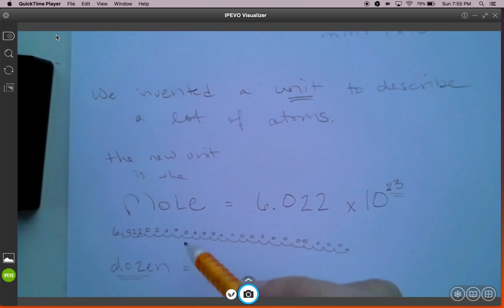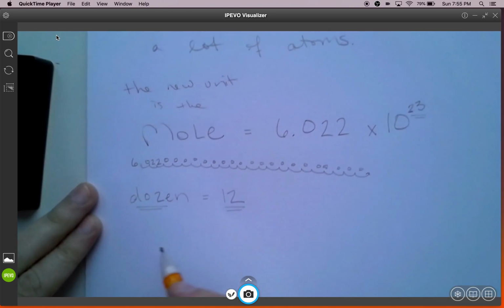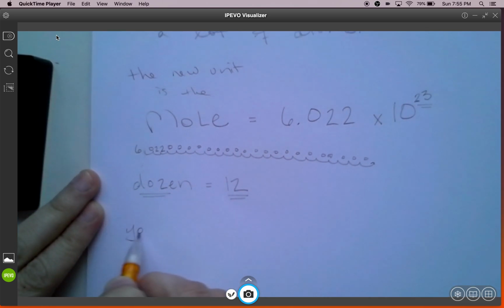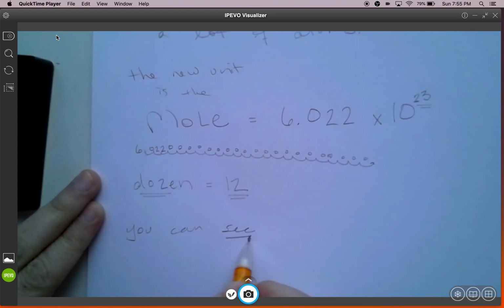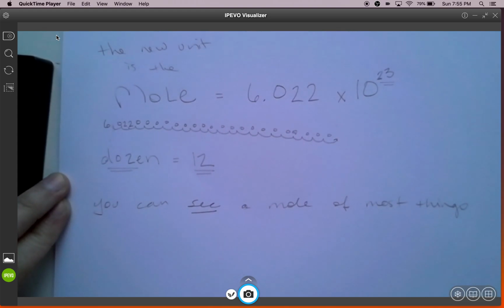So something big enough to see in the molar territory, you can see a mole of most things, really, even with your big human level macro eyes. Whereas there's no way you, with your eyes and no fancy expensive microscope, could even begin to imagine seeing an atom.